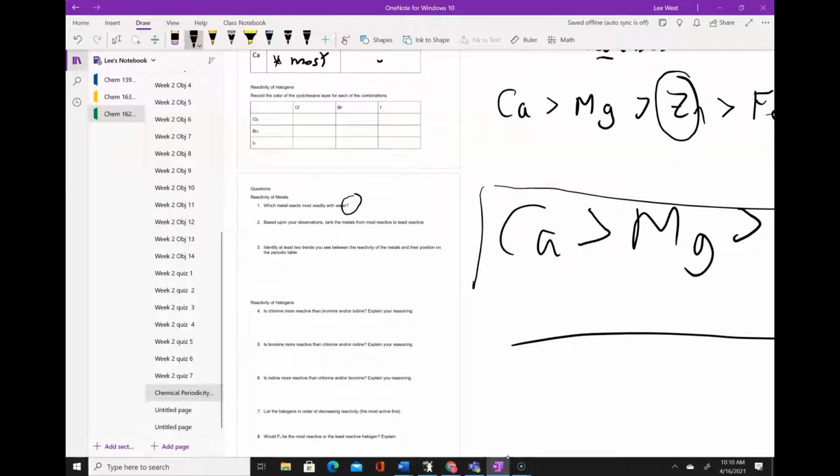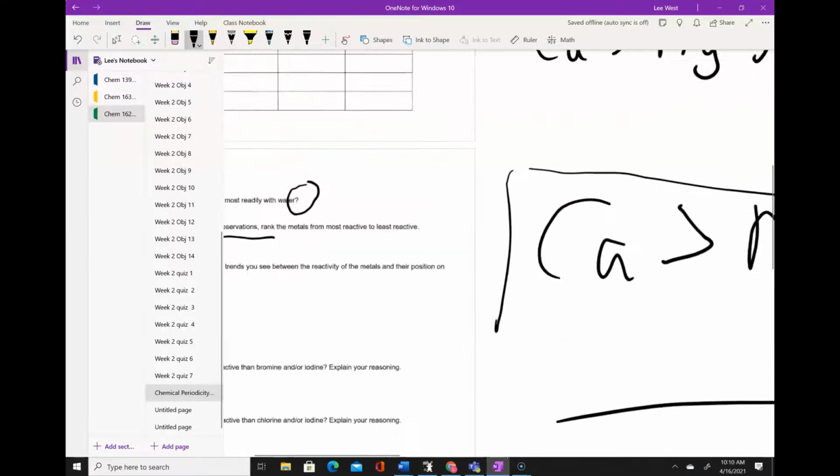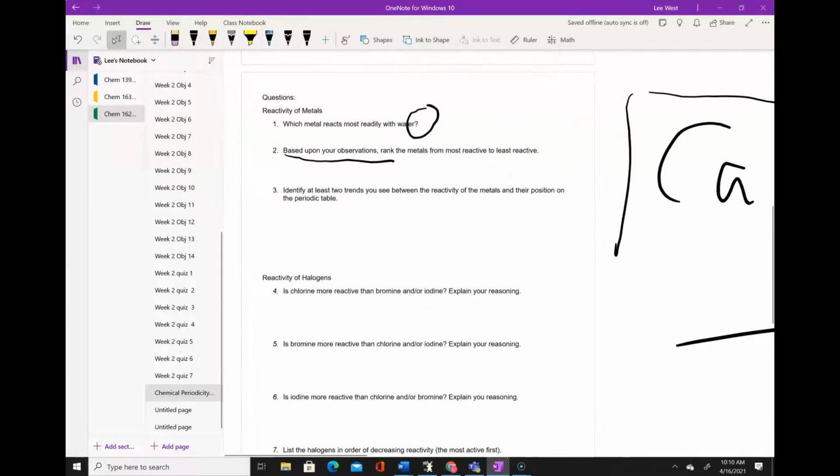And then here, this one here, based upon your observations, right? Whatever ranking order you come up with, we're not saying give the correct order. We're saying based upon your observations. So if you just Google the order, you could get this wrong, because it needs to be on the basis of your observations. And then it says, identify at least 2 trends you see between the reactivity of the metals and their position on the periodic table.